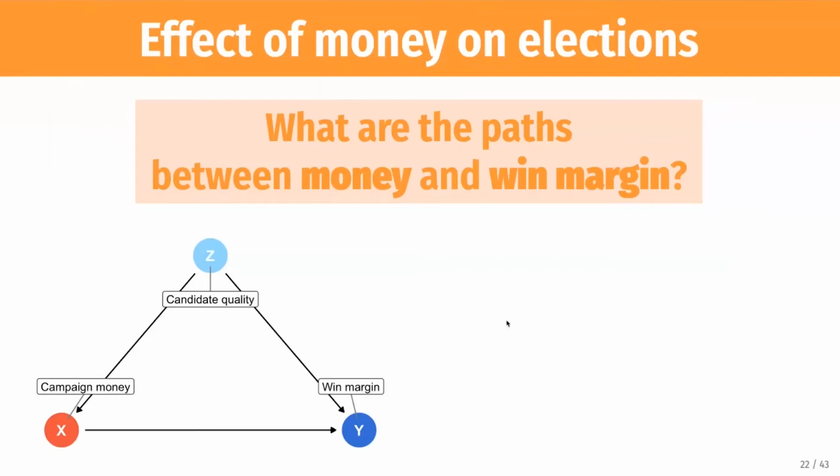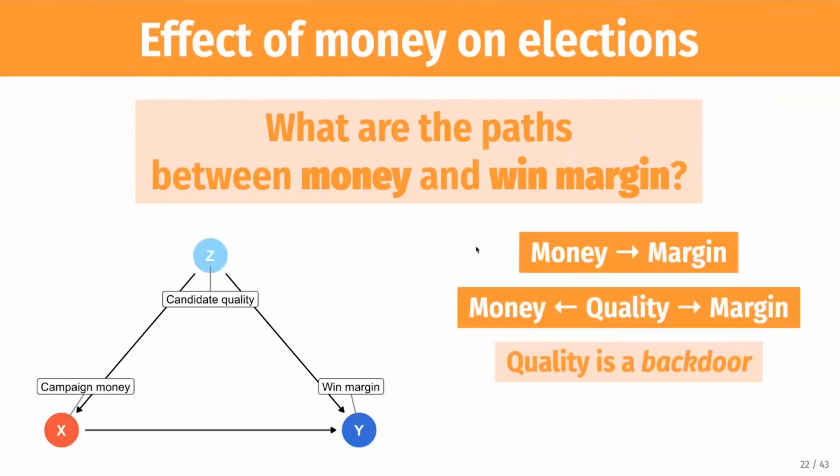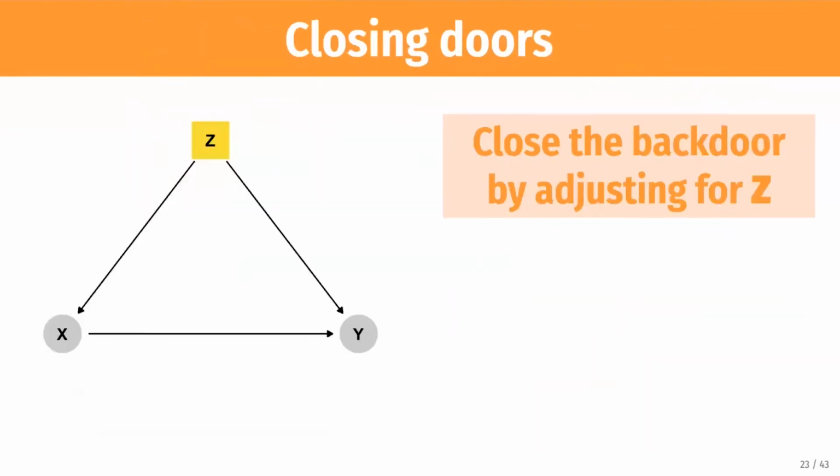So that is the confounding relationship there. What we can do is write down all the pathways between campaign money and win margin. We have money leading to the win margin, but we also have quality being a backdoor to money. So quality is a backdoor, and we need to do something to fix that. The way we fix that is we adjust for Z, or control for Z. That will close that backdoor and stop passing associations between Z and X and Z and Y.